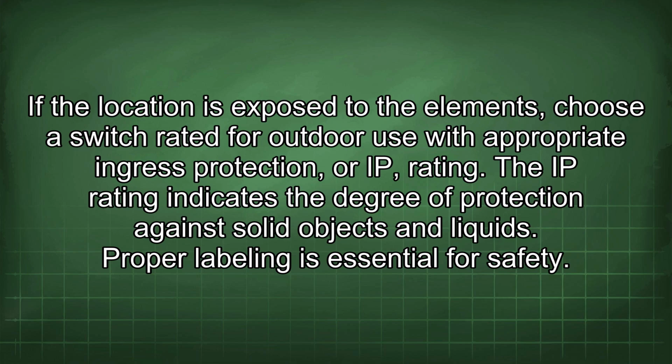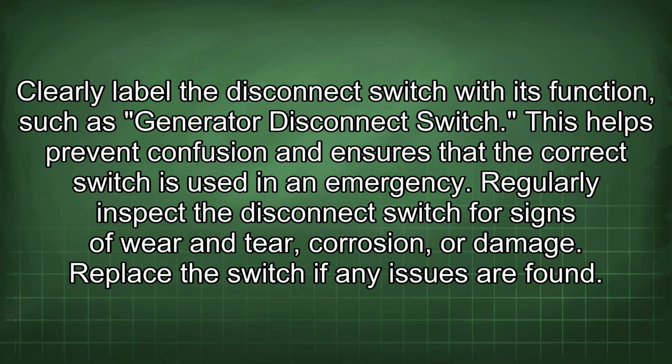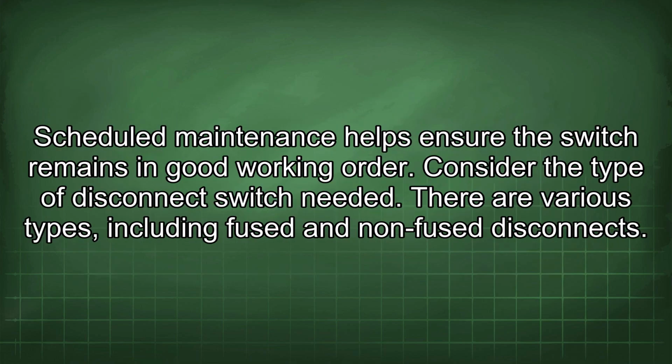Proper labeling is essential for safety. Clearly label the disconnect switch with its function, such as generator disconnect switch. This helps prevent confusion and ensures that the correct switch is used in an emergency. Regularly inspect the disconnect switch for signs of wear and tear, corrosion, or damage. Replace the switch if any issues are found. Scheduled maintenance helps ensure the switch remains in good working order.